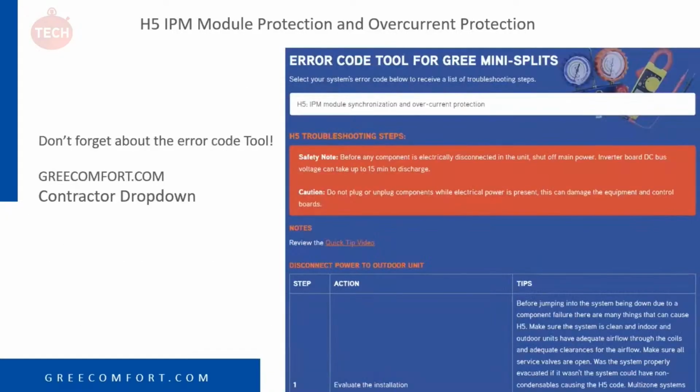So don't forget about our error code tool, found at greecomfort.com. Under the contractor dropdown, in this example I punched in H5, and of course it came up with the step-by-steps that we went by, but again, I added some more to it. There's the step-by-step of what to do.